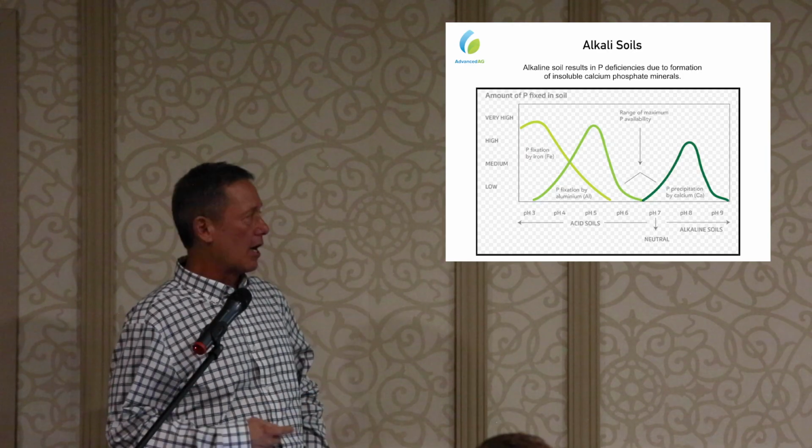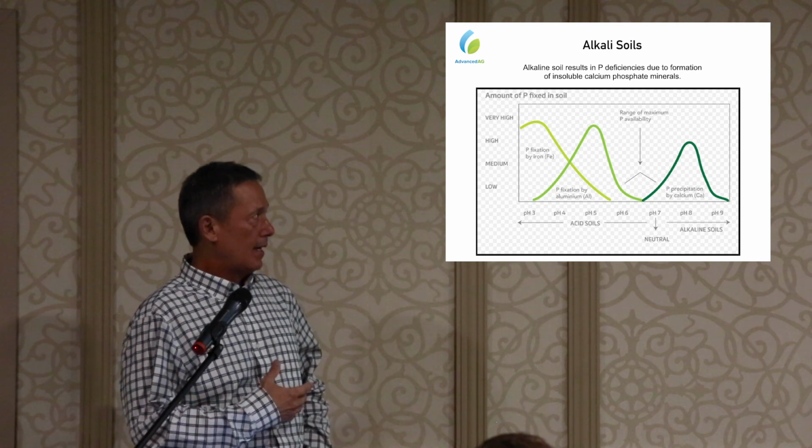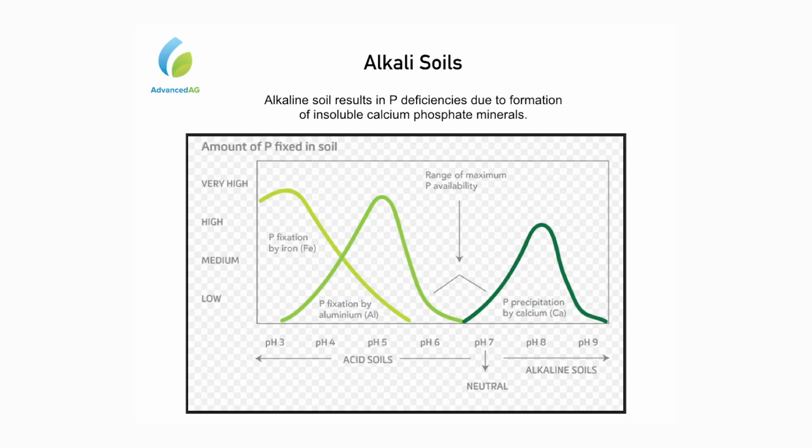This is a really key chart. You've probably seen this in your old agronomy textbooks. P fixed in the soil, what that means, it's not available. You can't use it. When you have acidic soils, you get aluminum and iron precipitates. Phosphorus is bound that way. When you have alkaline soils, you get calcium precipitates. And in either case, it's not in available form.